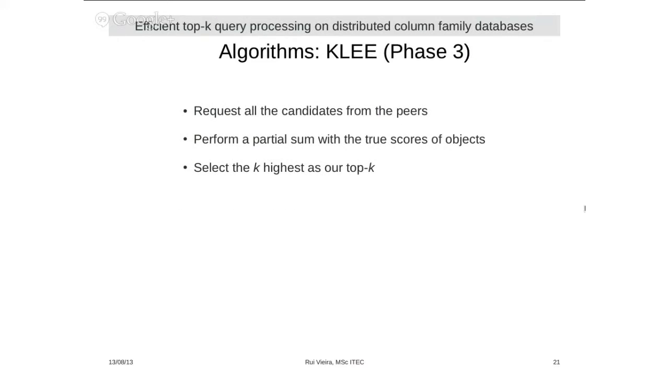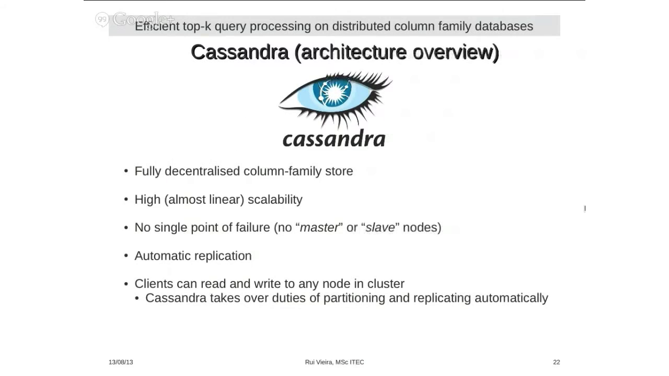Phase 3 requests all the candidates from the peers. It performs a partial sum, like all the other algorithms, and selects the top K objects. So this is just an overview of the algorithms we implemented, and the backend in which we decided to implement it was Cassandra.